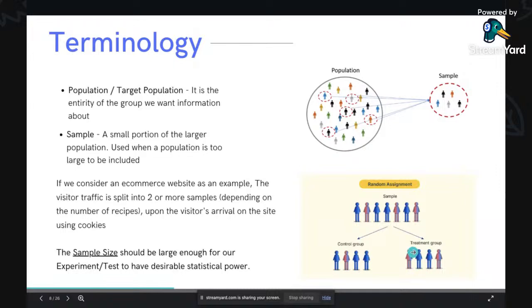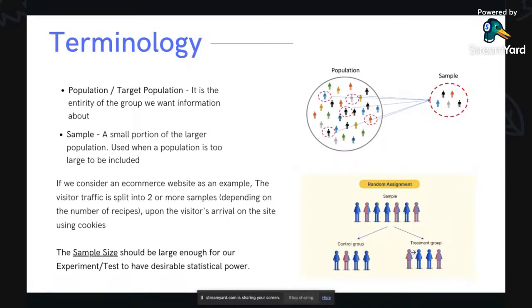These samples are like a subset of the target population that we're considering. And the sample size is a very important criterion for us. The sample size should be large enough, and the experiment or test can only have desirable statistical power if the sample size is large enough. There's also a term called minimum detectable effect, and we'll be getting into that later, and that is also related to sample size.